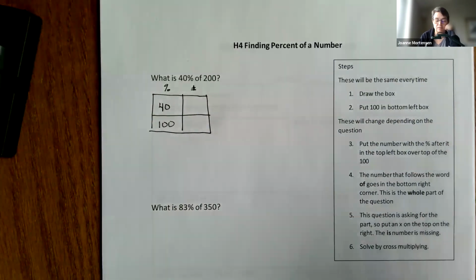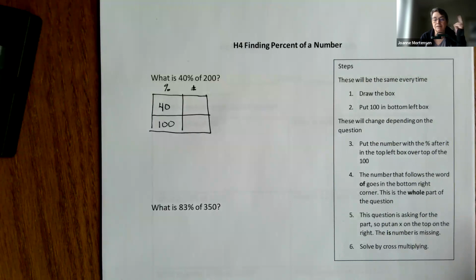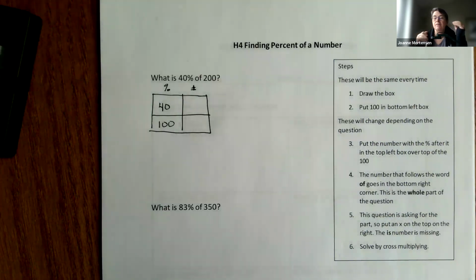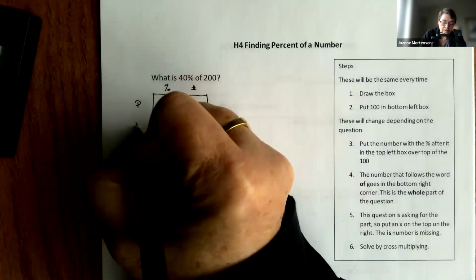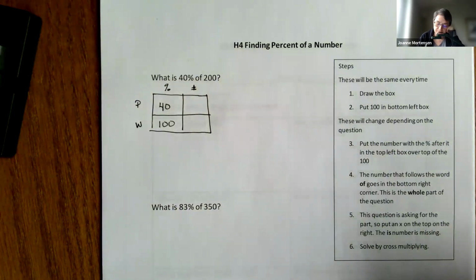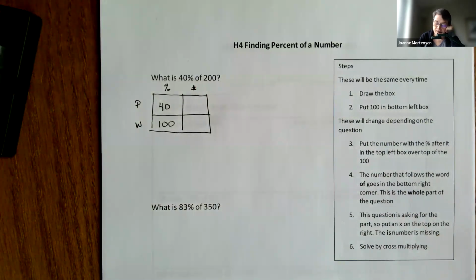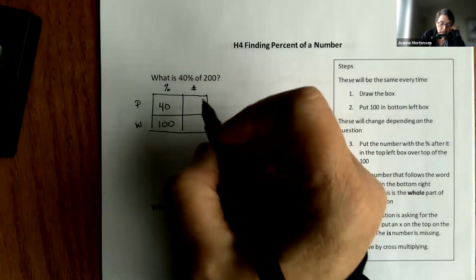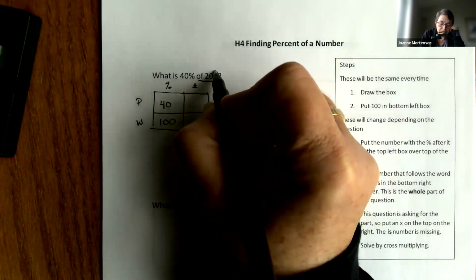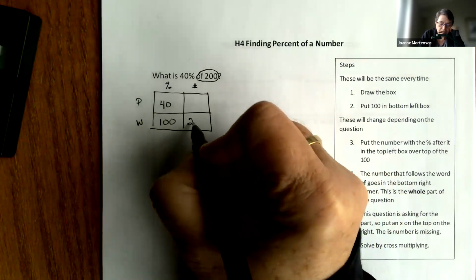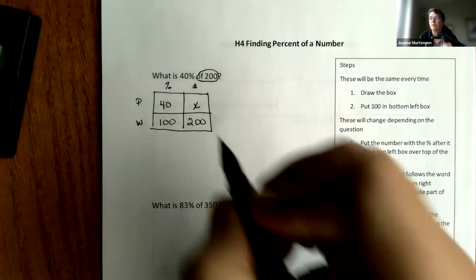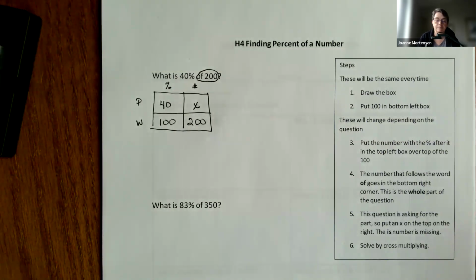What we're doing with this box is really just creating a ratio. And in doing so, making it into a little box makes it easier to remember where everything goes. Remember, it's always part divided by whole. So this is the part, and this is the whole. Now, the number that follows the word of goes in the bottom right. This is the whole part, my entire thing. So the 200 goes there. And then our X, or whatever letter you want to use, goes there.